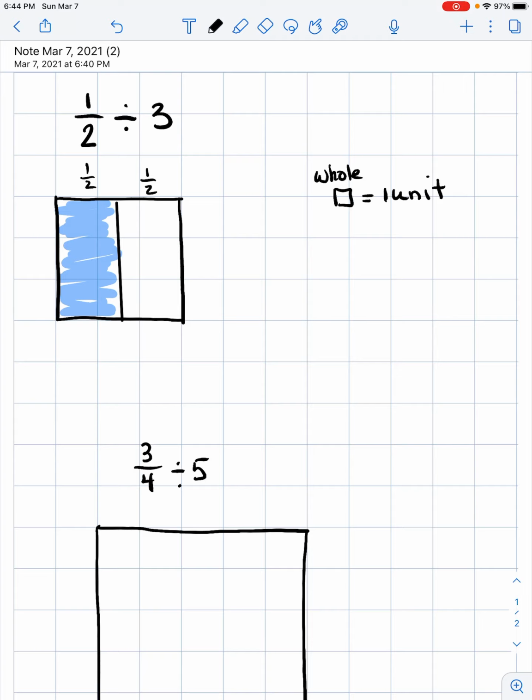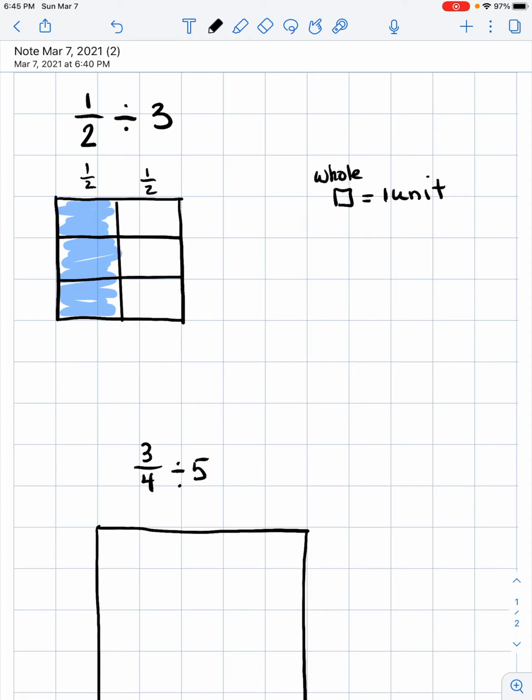Now, I have to take that 1/2 and divide it into 3 equal pieces. Now, whenever we do fraction models, all the pieces have to be the same. So I cannot just divide the blue half into 3 pieces. I have to divide the entire 1 unit. So I'm going to do that by drawing horizontal lines. And now I have divided that 1/2 into 3 pieces.